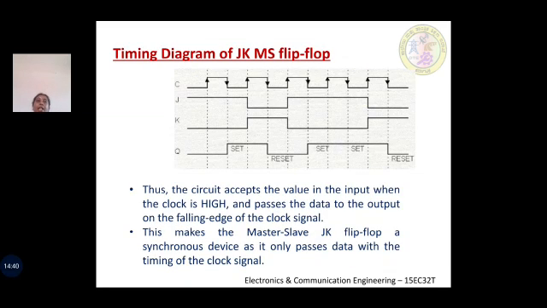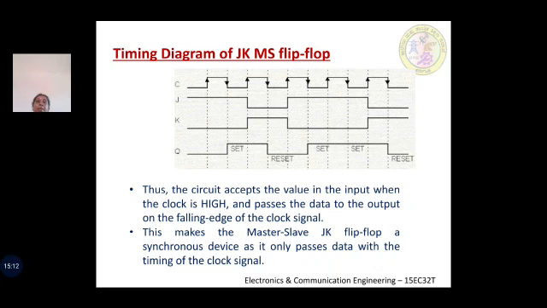Next, the timing diagram of the JK master-slave flip-flop. As you have seen, since it is a clock dependent circuit, you have a clock signal, then J input, K input and Q output. As you see, when both J and K are 0, no change state. When J is high and Q is 0, Q will go high. When J is 0 and K is high, Q will be 0. And when J is equal to 1 and K is equal to 1, it toggles. So similar to the JK flip-flop.